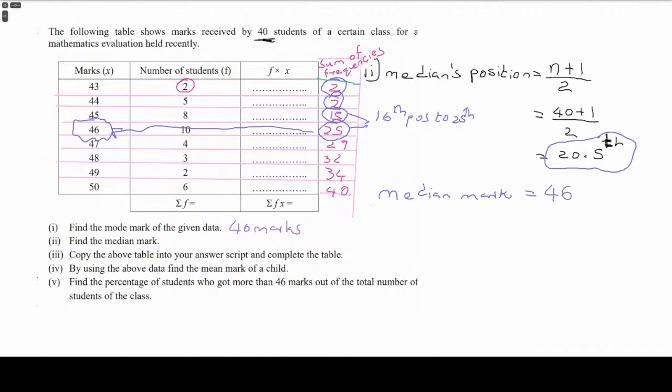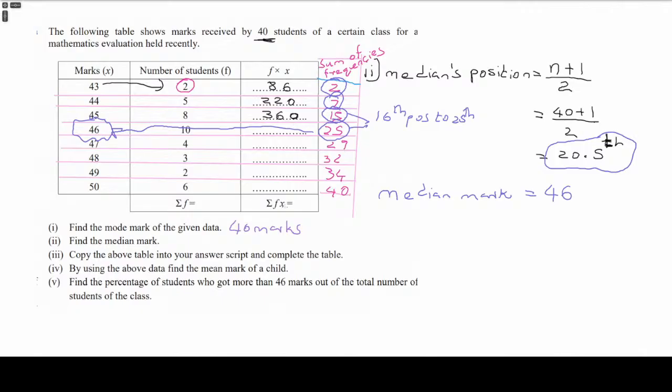Roman 3, you have been asked to copy the table and complete the column of f times x. All right, how do you do that? 43 times 2, that is 86. 44 times 5, that is 220, and so on. 45 times 8, that is 360. All right. So just a matter of multiplying the mark by the number of students.